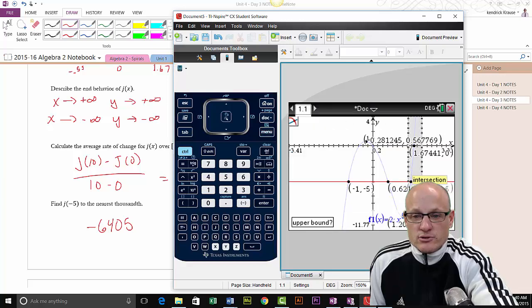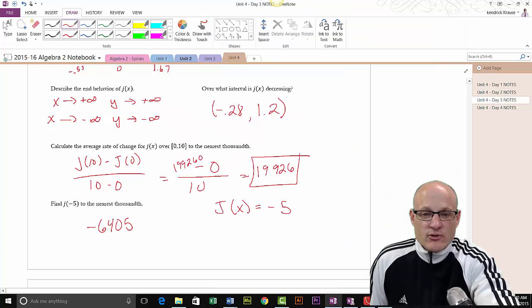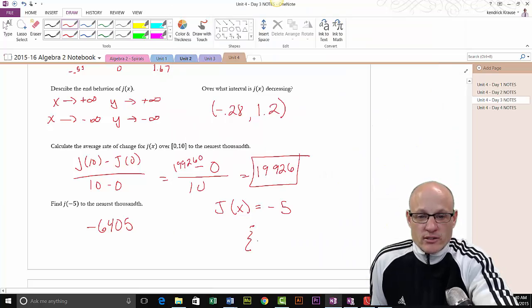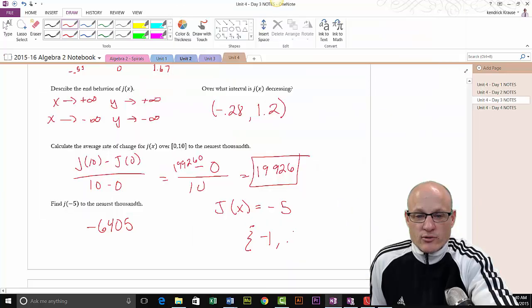graph. And there's so much going on here. Oh, enough, big doggy. So we got 0.62, -1, and 1.55. So in this case, it would be -1, 0.62, and 1.55.